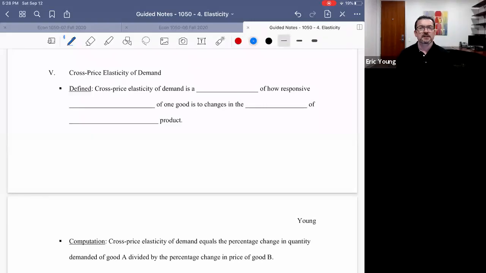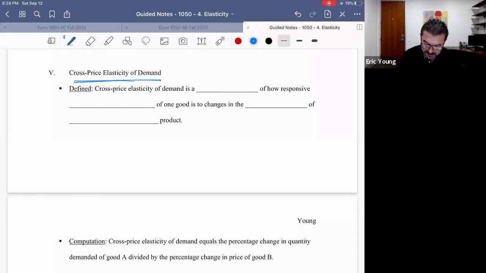All right, econ friends, let's wrap up our discussion of elasticity with one final elasticity measurement. This one is called the cross-price elasticity of demand. Let's first define it, do a quick example, determine what the computations are used for, and figure out how this metric helps us in economics, okay?